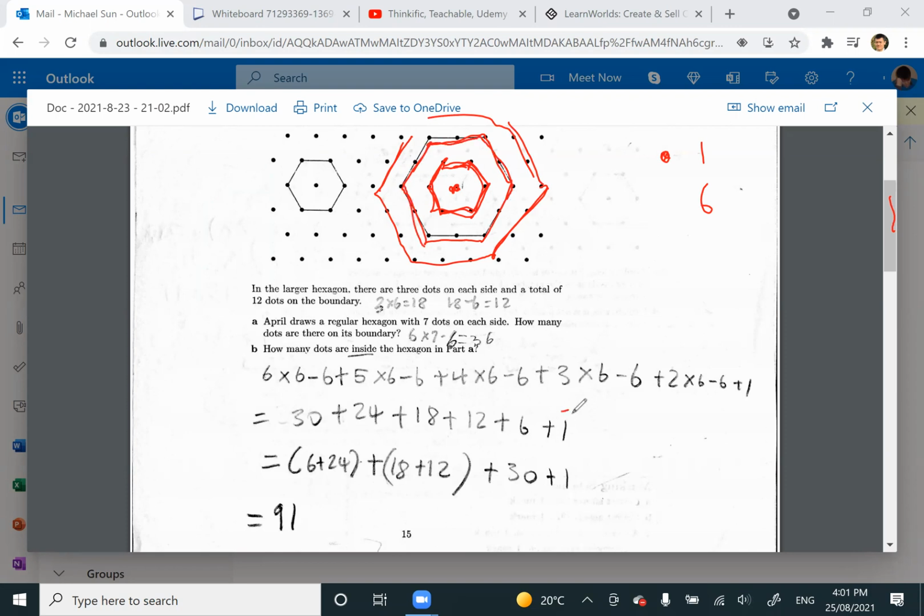Then the next one is... where did I get this number from? 1, 6. Oh, so he was adding them. So he used a different way. He looked at this, and then kept adding them, and then yeah.